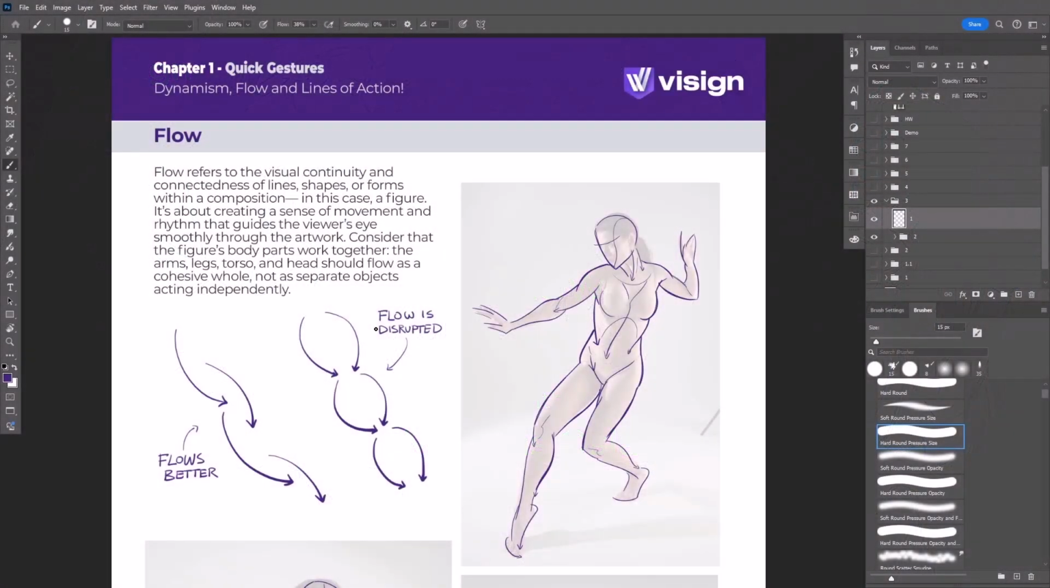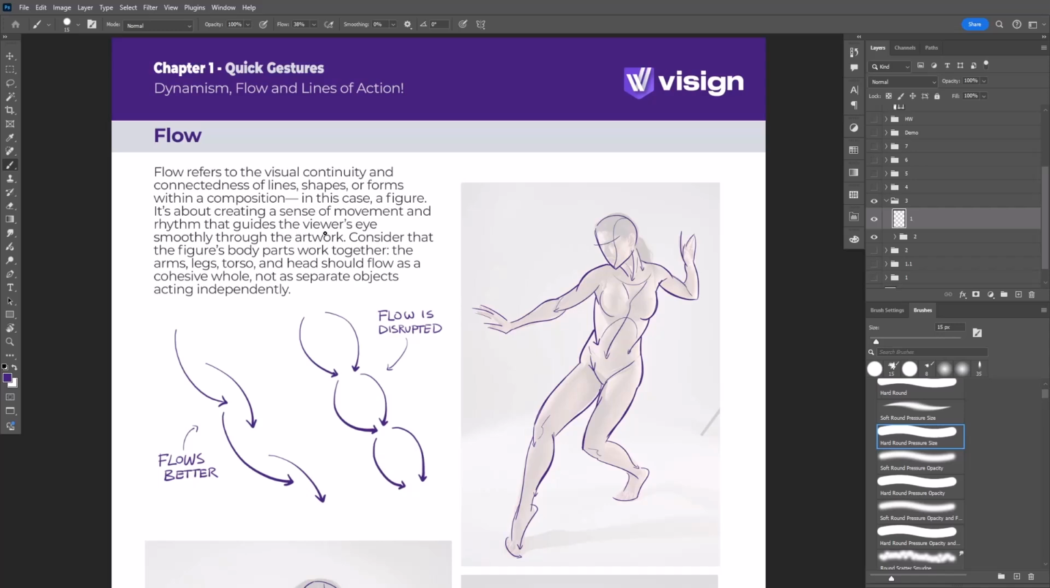In this video, I'm going to talk about flow. Flow refers to the visual continuity and connectedness of lines, shapes, or forms within a composition. In this case, we're talking about the figure here. It's about creating a sense of movement and rhythm that guides the viewer's eye smoothly throughout the artwork. And this is also guided and helped by the lines of action that I talked about.